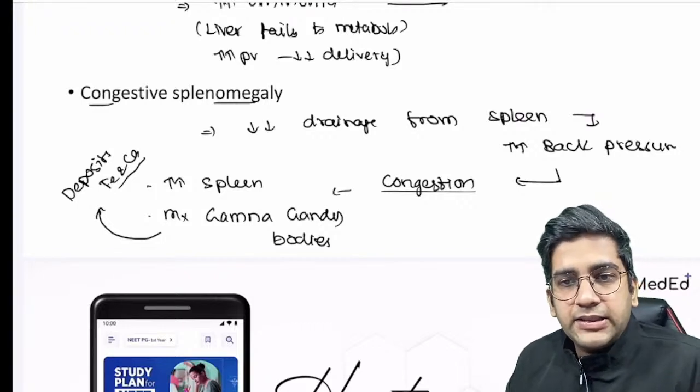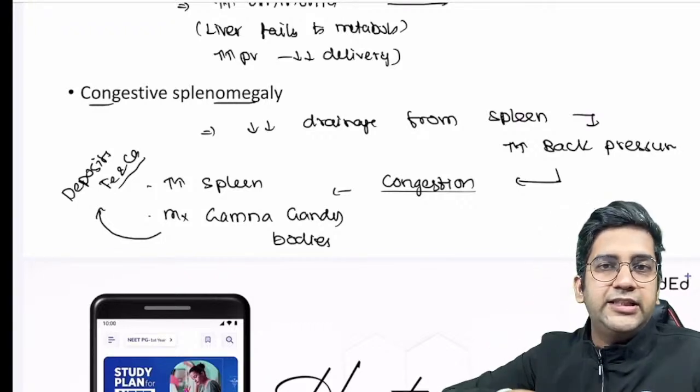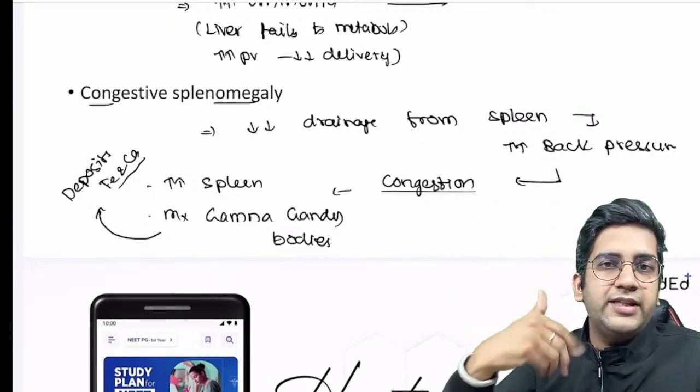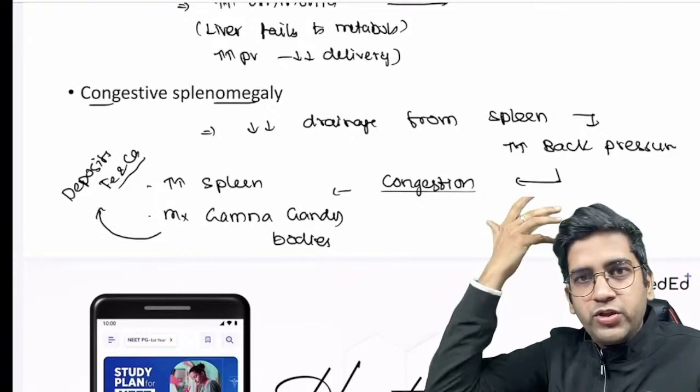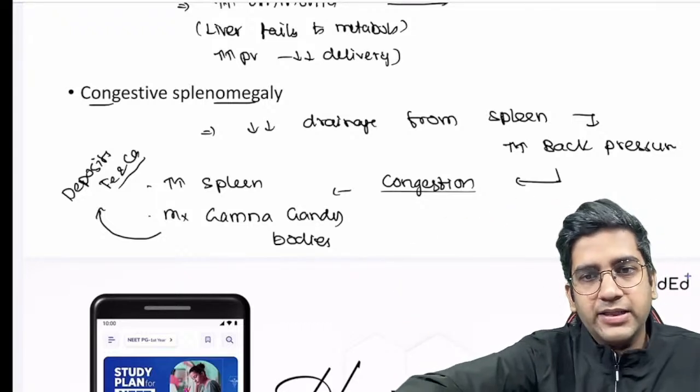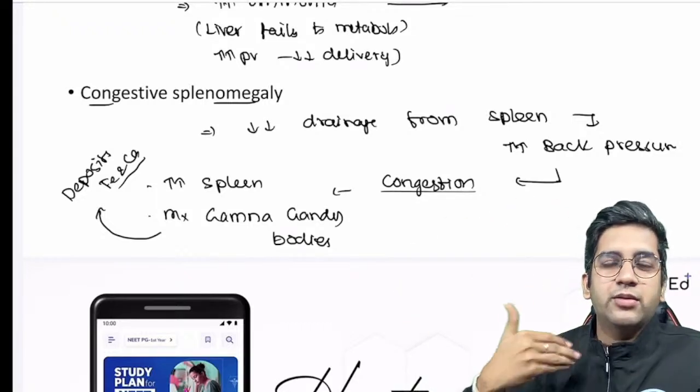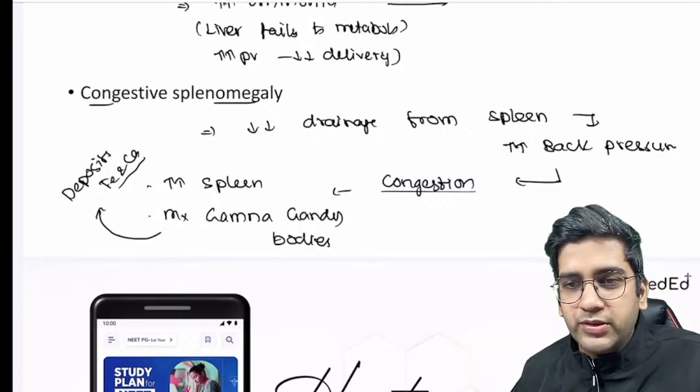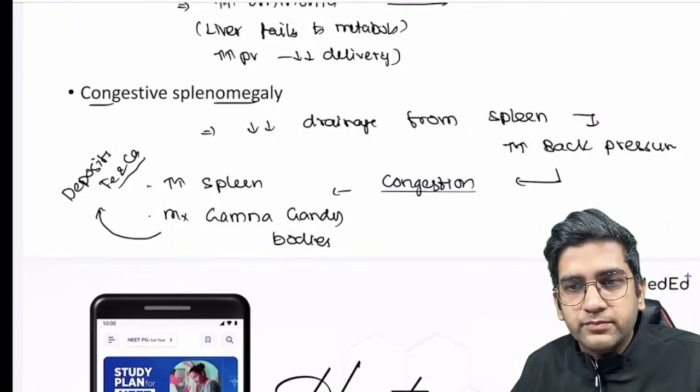Fetor hepaticus is nothing but this breath goes outside, the ammonia is not being metabolized, it can go into the brain, it can come outside. That's fetor hepaticus. That's a very bad odor which comes in patients with cirrhosis of liver and portal hypertension.